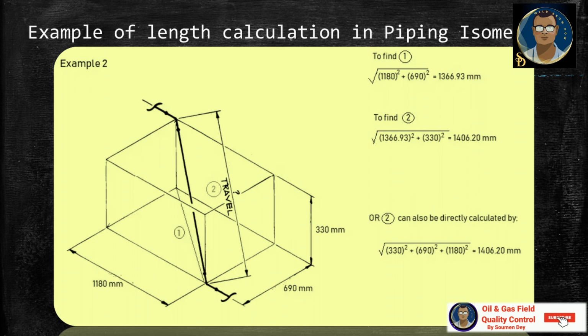Example 2. Here to find the travel length, number 2, okay, and the number 1 is the height. So you can see the size of the box is 1180 mm, the height is 330 mm, and another side is 690 mm. The sketch is self-explanatory. Please go through it and you can easily find how we can calculate all sides and the length of pipe required from an isometric drawing.